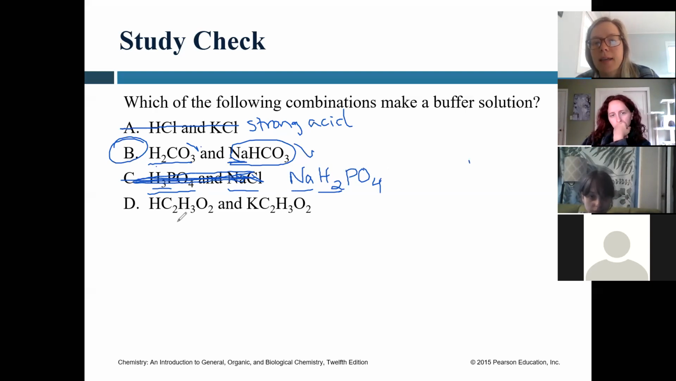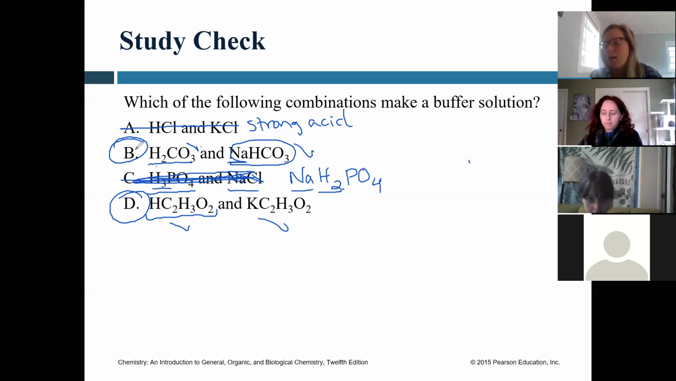Let's look at that last guy. What do you think about that last guy? Is this a weak acid? It is, so we like that. Is this its conjugate salt base? It is. It's the original acid minus the hydrogen replaced with some sort of metal. So I like that. Those two, B and D, are great buffer solutions.